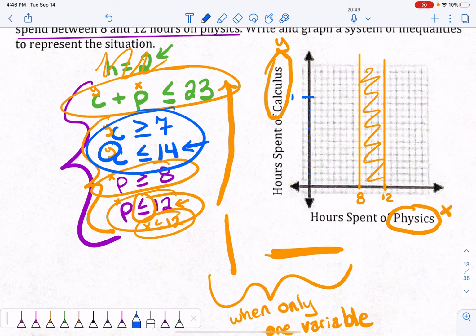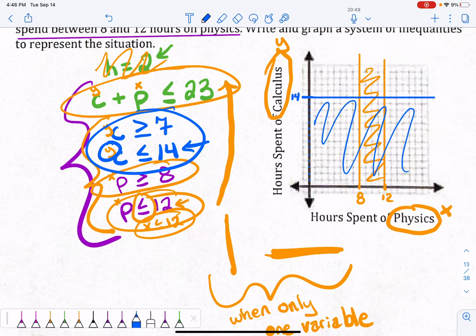14 is about right there on the y-axis, and I make him a straight horizontal line this time. And we're going to shade him below because C is less than that, okay? And then C has to be greater than 7. So 1, 2, 3, 4, 5, 6, 7. This is where he is right there. That's at 7. And we're going to shade him above.